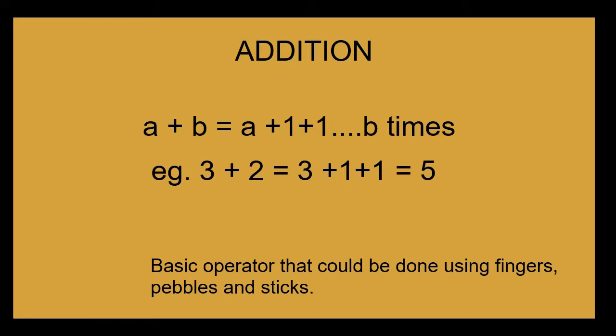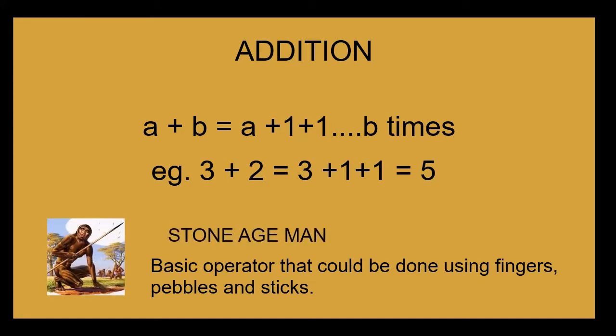Addition can be performed using fingers, pebbles, and tally notches, and hence could have been performed by our immediate ancestors, Homo erectus or Stone Age man, to communicate what a group of them saw to the rest of the tribe.